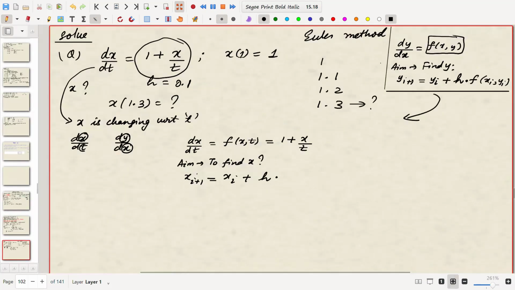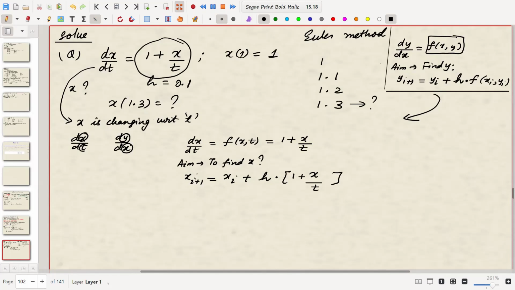The right hand side of the ODE is whatever is on the right hand side of the equal sign of the derivative. That is f. So therefore 1 plus, will you write x by t? No, you cannot write x by t. Then what value of x or t are you going to evaluate? You have to evaluate at this value of xi. So therefore there will be an index on it.